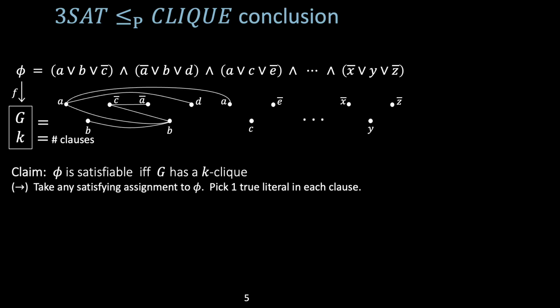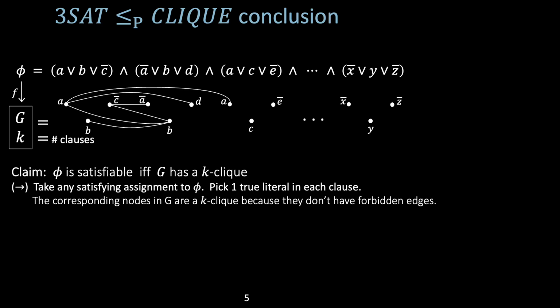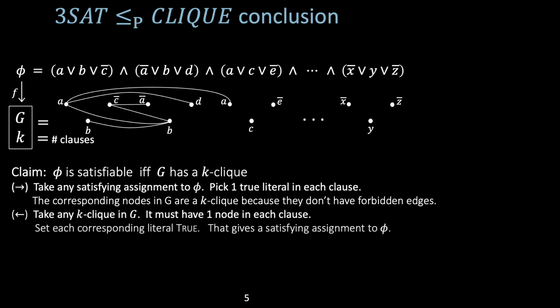So if A is true, I'm going to pick that node in G. If C is false, I would pick that node, not C. The corresponding nodes in G are going to be a K clique. So all the trues that I pick are going to form a K clique because they all had edges between them. In the backwards direction, if I take a K clique in G, then it has to have one node in each clause. I'm going to set each of those nodes to be the trues in the literal. That will be a satisfying assignment to phi.